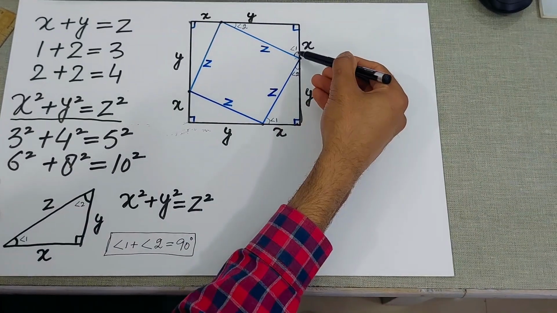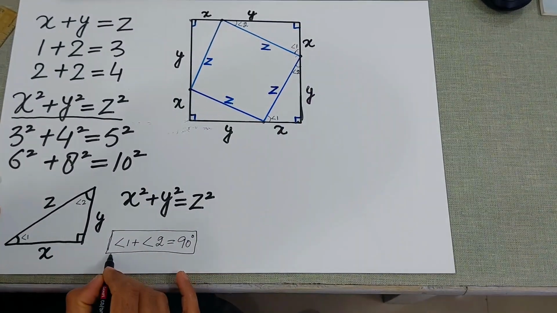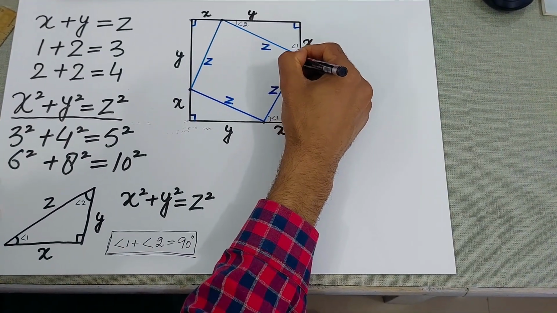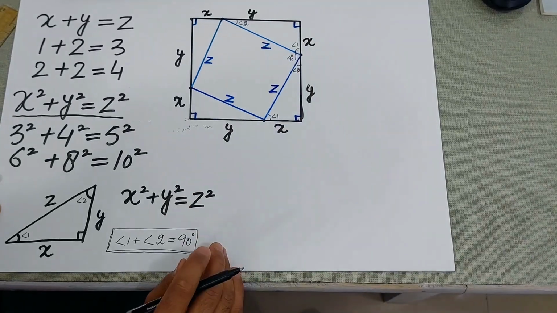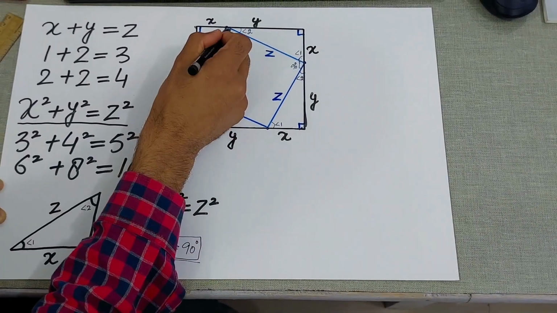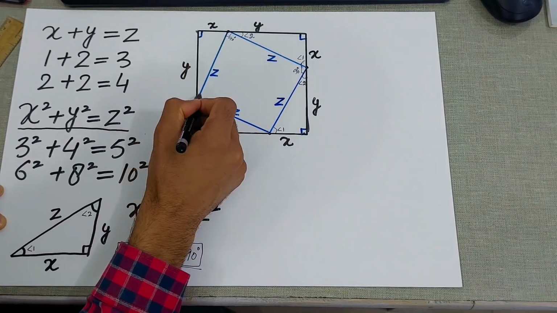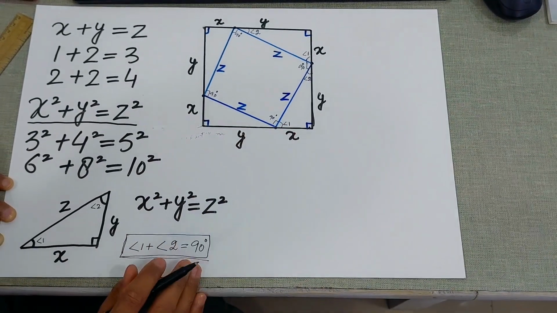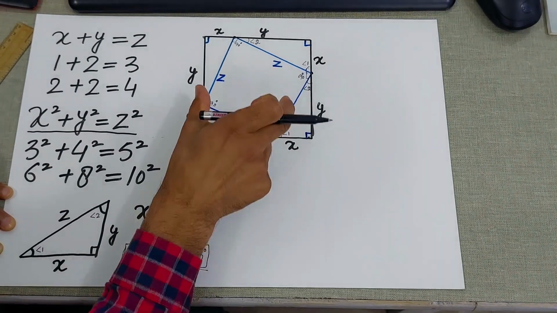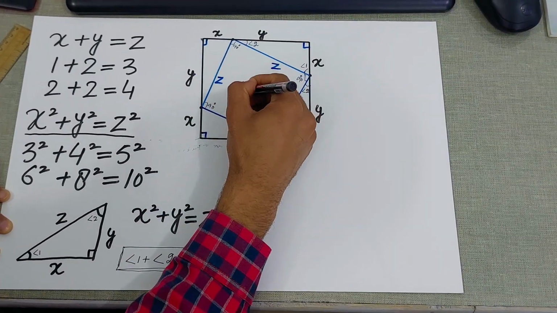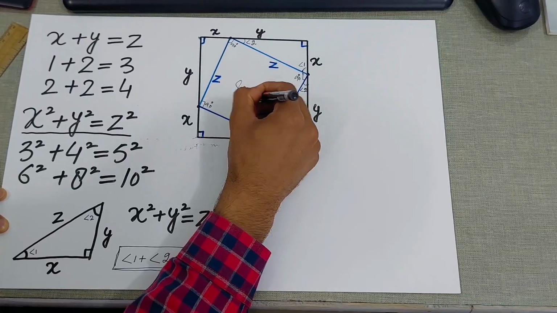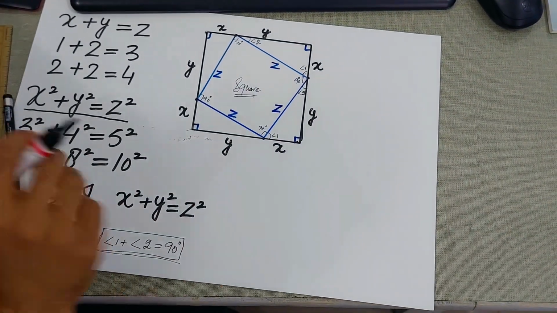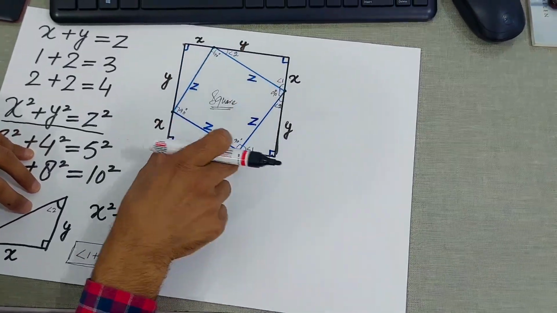But we know that angle 1 plus angle 2 is equal to 90 degrees. That means this angle, that is the middle angle, is going to be equal to 90 degrees. In a similar manner, all these angles are of measure 90 degrees. Therefore, we can conclude that this quadrilateral is nothing but actually a square. Now, we will calculate the area of this square.